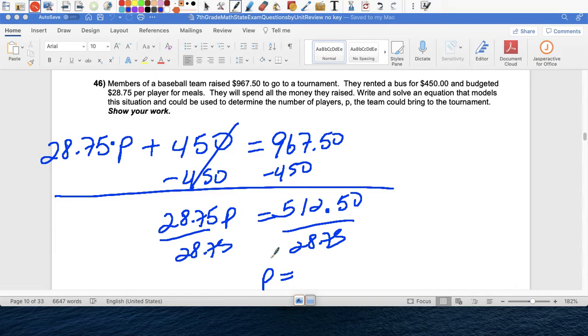512.5 divided by 28.75 equals 17.83 players. You can bring 17.83 players. You can't bring 17.83 players. You can't bring 18 because that would be too much, right? So the maximum number of players that we can bring is 17. So this one we actually have to round down.